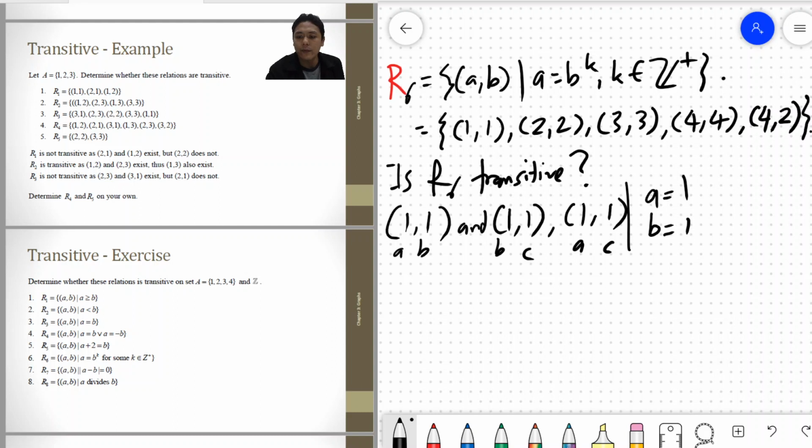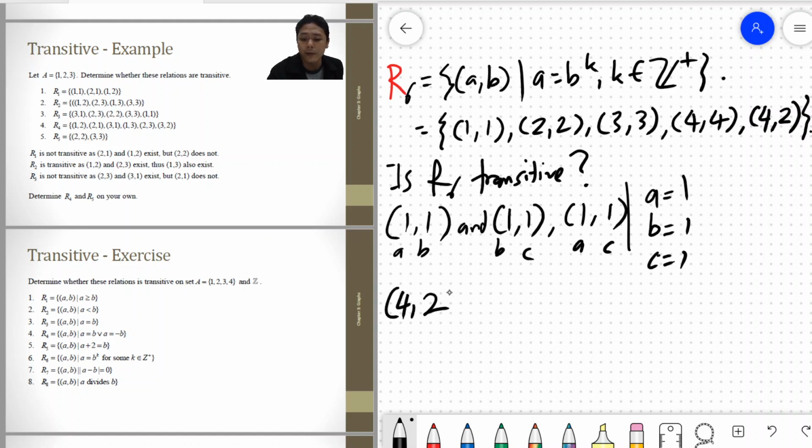Let's proceed with 2, 2. The argument is also the same. 3, 3 also, and for 4. Let's look at 4, 2. Okay, 4, 2 is a little bit different because we have 2 different values there.